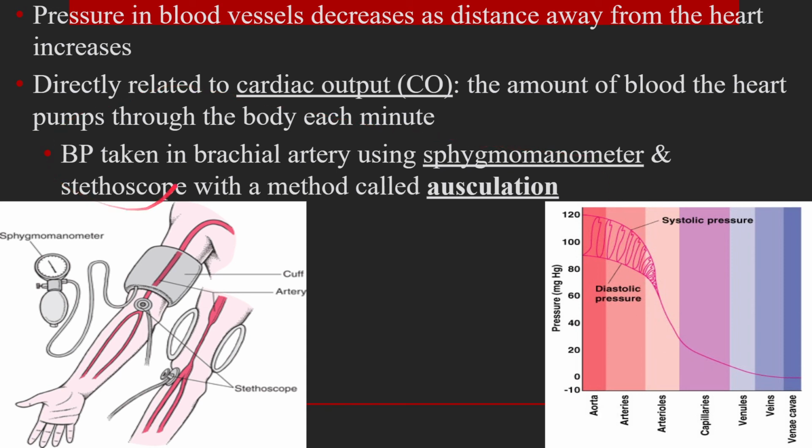So how do we take blood pressure? You're going to use a sphygmomanometer, also known as a blood pressure cuff, and you're going to use a stethoscope, and you're going to auscultate for the blood pressure readings. Auscultation means listening, hearing. It comes from the same root as audition or auditory.